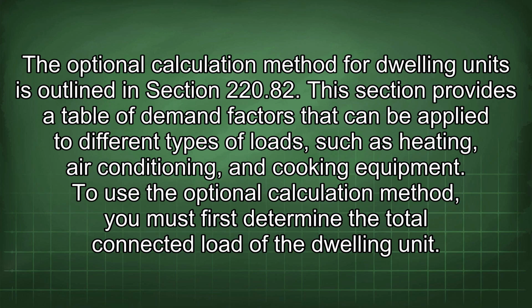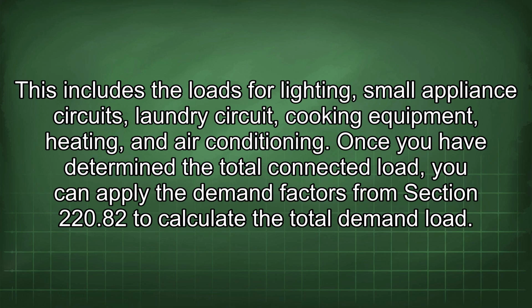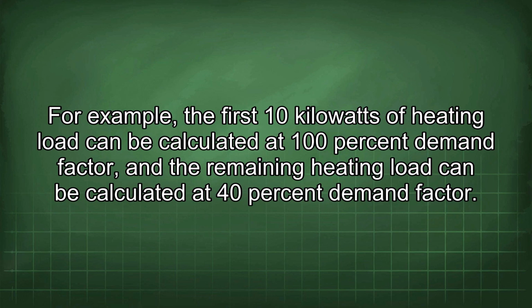To use the optional calculation method, you must first determine the total connected load of the dwelling unit. This includes the loads for lighting, small appliance circuits, laundry circuit, cooking equipment, heating, and air conditioning. Once you have determined the total connected load, you can apply the demand factors from section 220.82 to calculate the total demand load. For example, the first 10 kilowatts of heating load can be calculated at 100% demand factor, and the remaining heating load can be calculated at 40% demand factor.